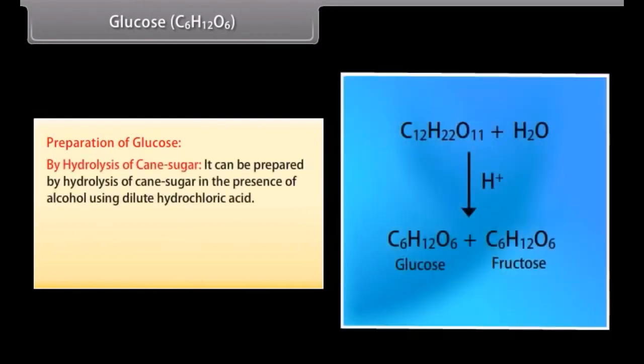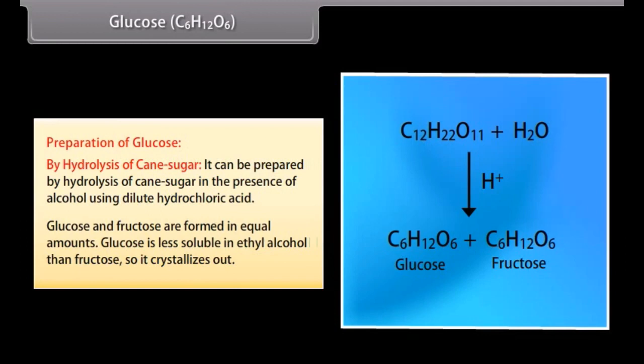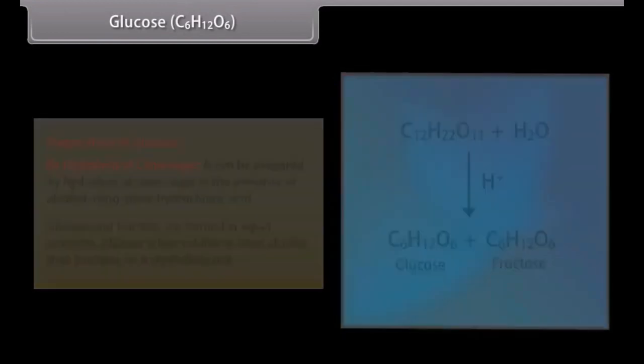The methods of preparation of glucose are as follows. By hydrolysis of cane sugar: it can be prepared by hydrolysis of cane sugar in the presence of alcohol using dilute hydrochloric acid. Glucose and fructose are formed in equal amounts. Glucose is less soluble in ethyl alcohol than fructose, so it crystallizes out.